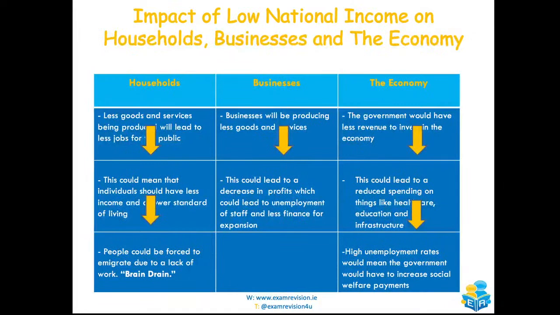Businesses will then be producing less goods and services, which leads to a decrease in profits for them and could lead to unemployment of staff. Within the economy, the government would have less revenue to invest in the economy, which could lead to a reduced spending on things like healthcare, education and infrastructure. And therefore, if the unemployment rates are high, this could mean the government is going to have to increase social welfare payments. So it's just the complete polar opposite to if there was a high national income.